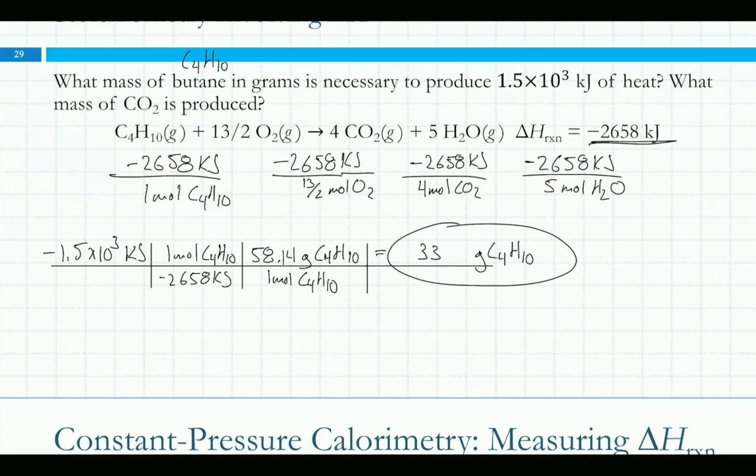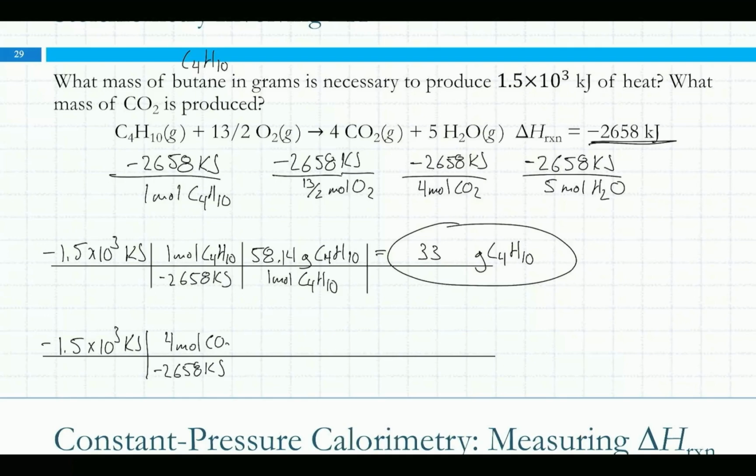So what changes if I want to do this for CO2? Yeah, I just need a different mole ratio for CO2, as I wrote all these out. We could have done any of these, but we'll change this 1 to a 4, same amount of heat. And then we need the molar mass of CO2. Let's see if I can type it right this time. Good.